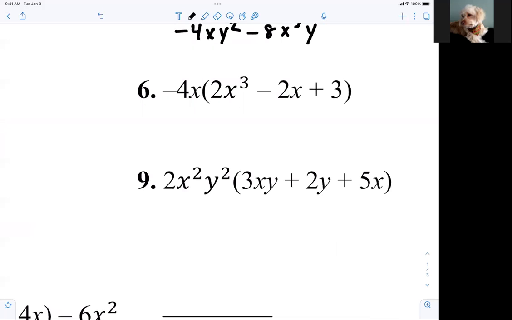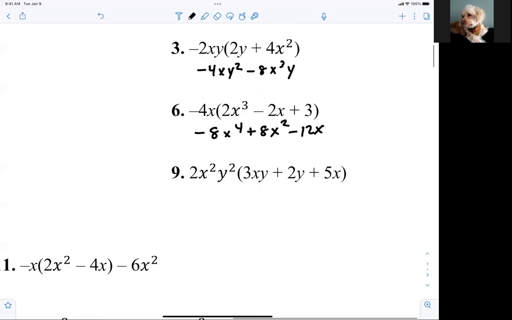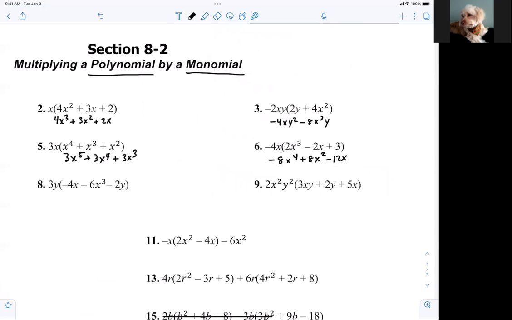All right, Luca, come on, help me out. So negative 8x to the 4th. And then 8, what kind of 8? Plus 8x to the... and negative 12x. Good. We don't have to say plus negative. All right, but that's okay. Now stop me if you're not getting the right answers.